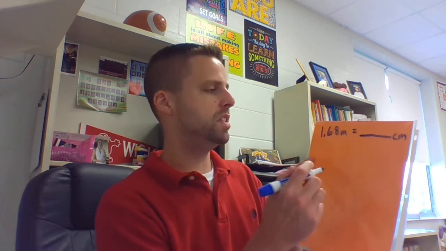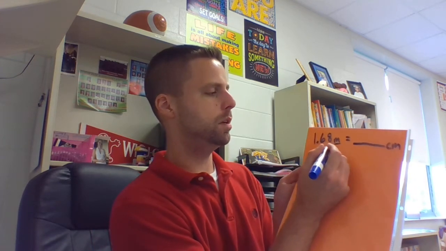Let's take a look at C. Letter C is 1.68 meters, and this time we want to figure out how many centimeters that is equivalent to. So again, it has to do with 100 because there's 100 centimeters for every 1 meter. So this time I'm going from my larger unit to my smaller unit, so meters to centimeters.